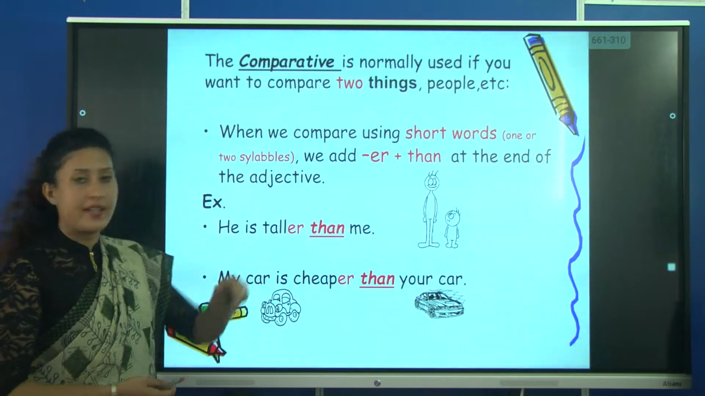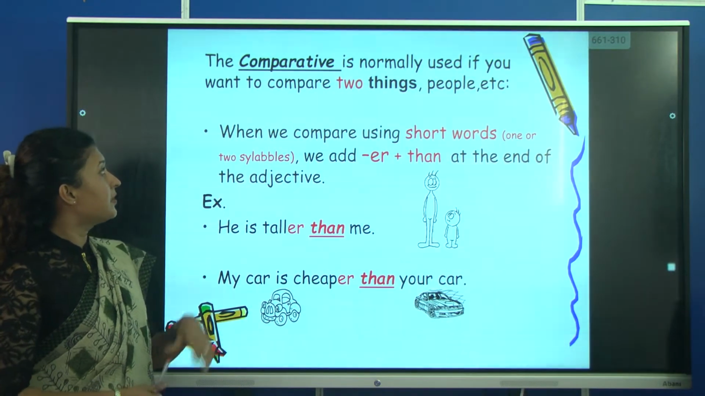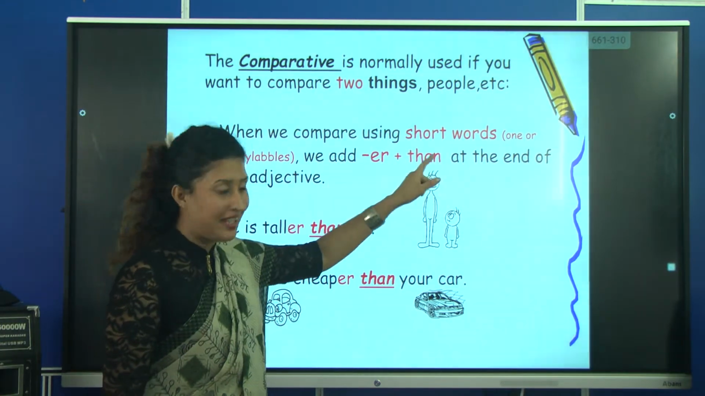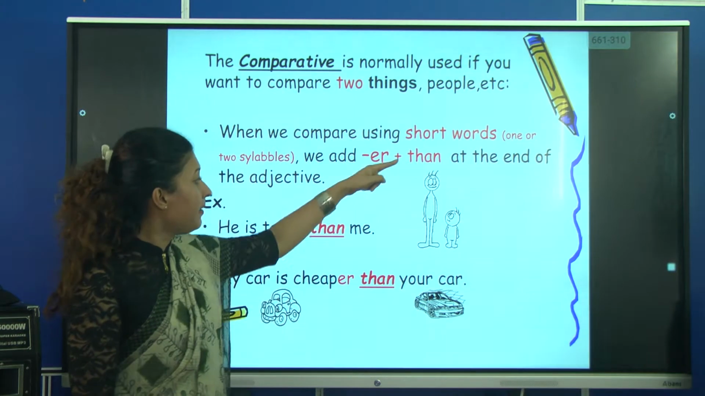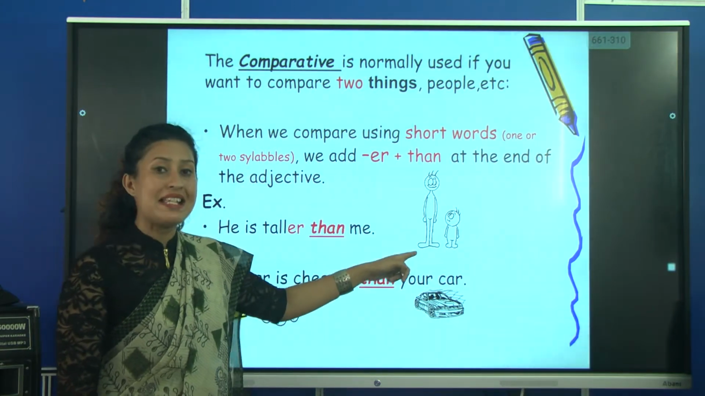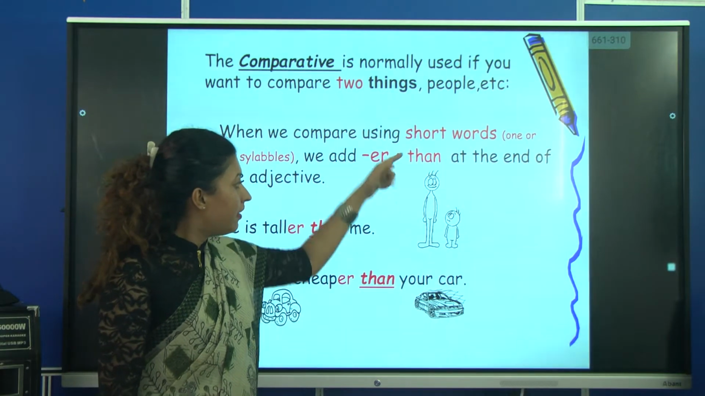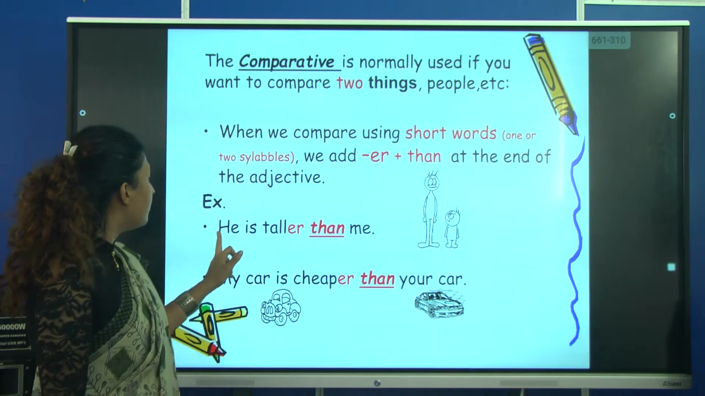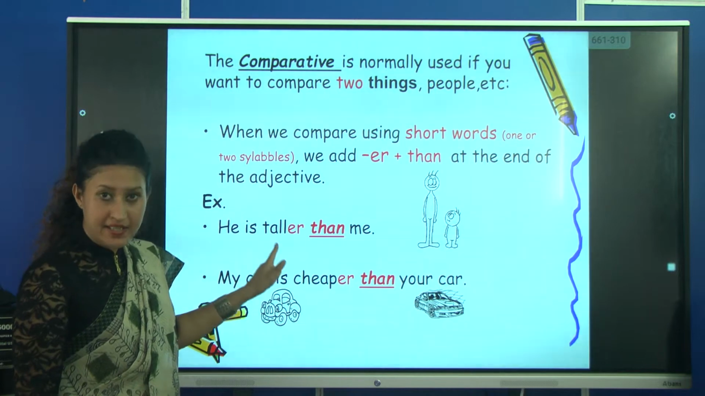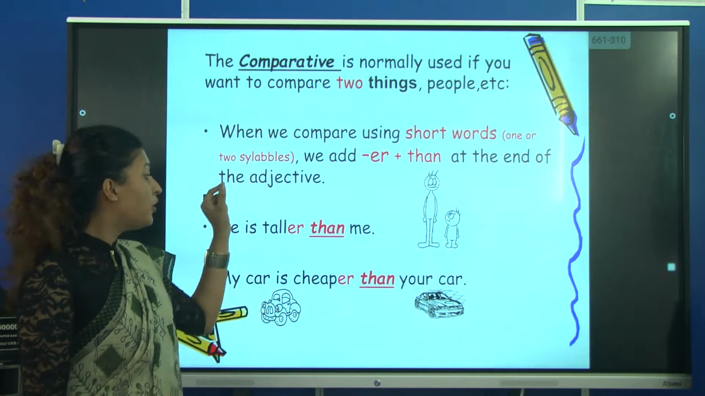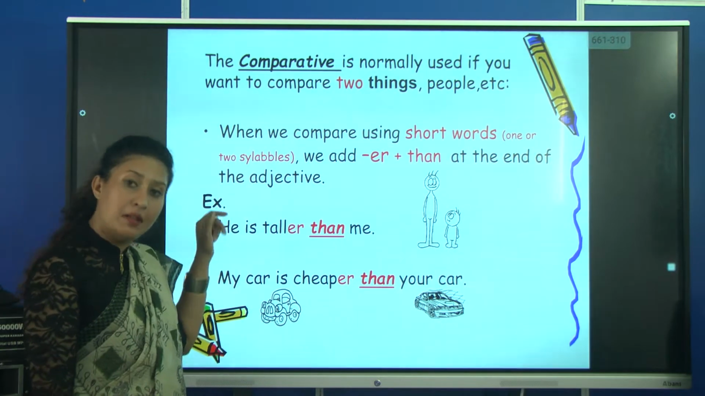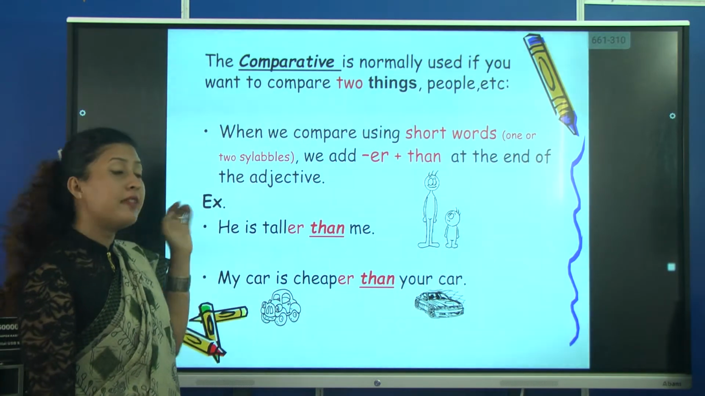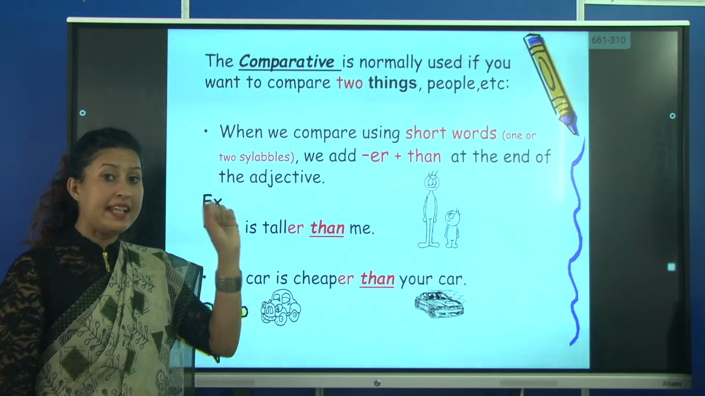So what are comparative adjectives? Comparative adjectives are, now see, normally used if you want to compare two things or two people. Now see, there are two people. Which one is the taller one? See, this one is the taller one. So, he is taller than me. Now see, tall is the adjective. So, to the adjective you add er. In comparative adjectives, you compare between two things or two people and the formation is adjective plus er.